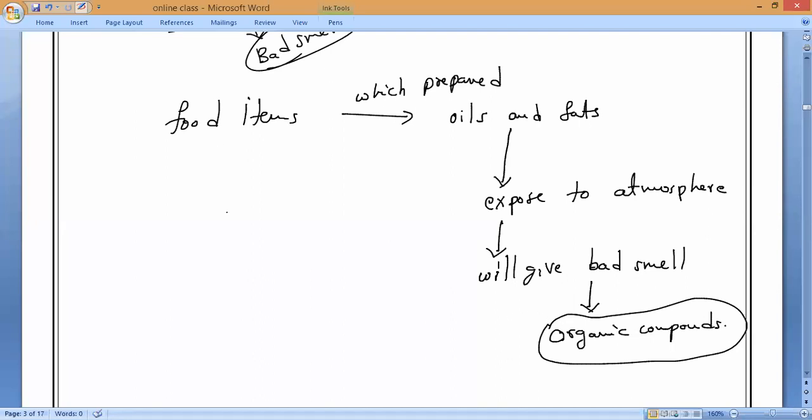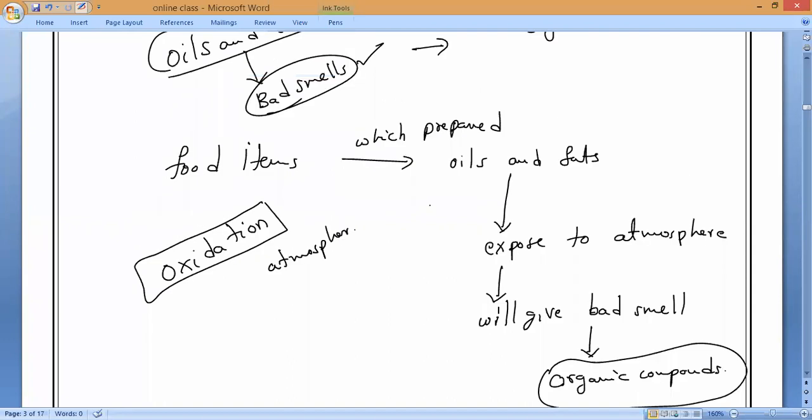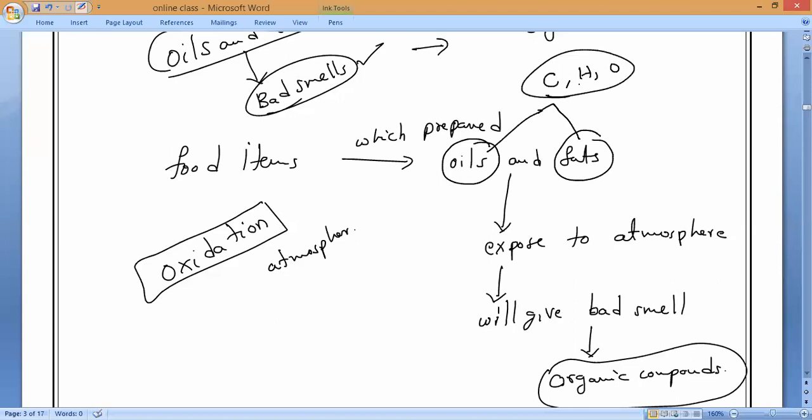This rancidity takes place because of oxidation, meaning it starts reacting with the oxygen present in the atmosphere, forming organic compounds. These oils and fats are basically made up of carbon, oxygen, and hydrogen. That is why it takes place naturally, and that is what we call the natural oxidation process.